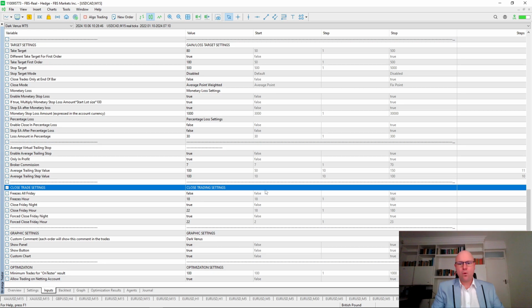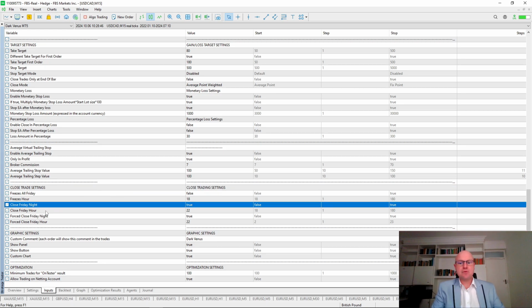Then the most important setting of them all is the close trade settings. Here we have close Friday night and also forced close Friday night, both set at 10 o'clock GMT plus 3. Now, of course, you'll need to adjust this according to your own broker. However, it's important that you take the time and close all of the trades to ensure that you don't get into the martingale risk.